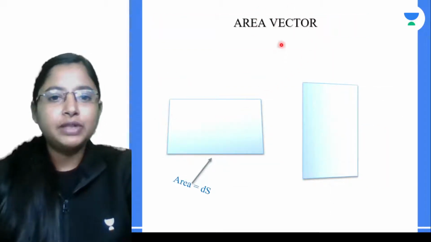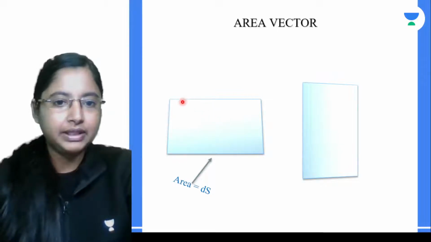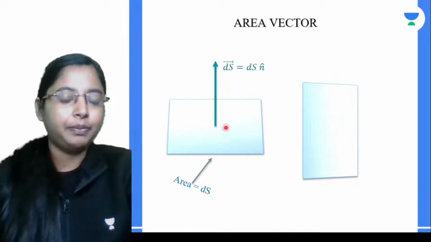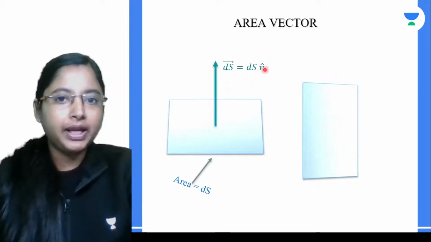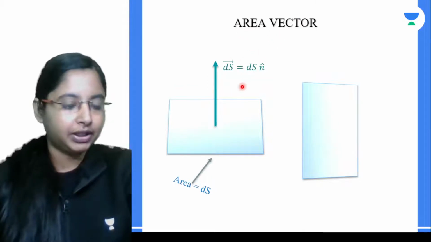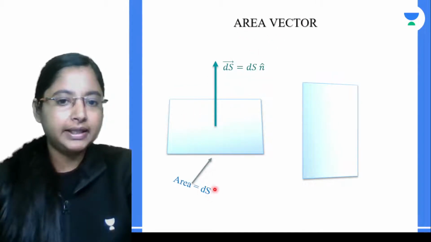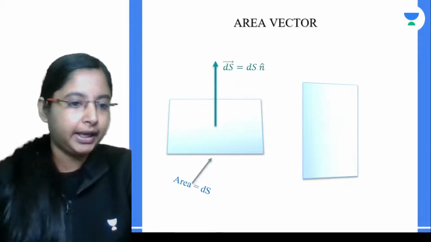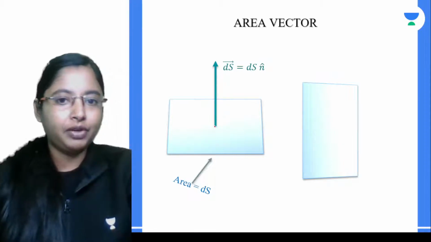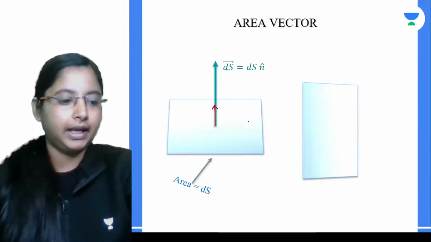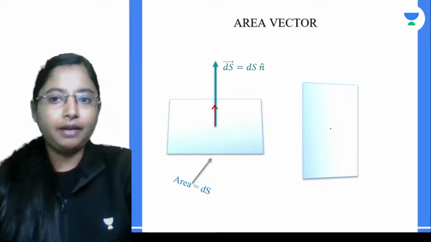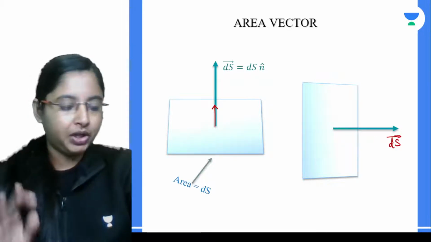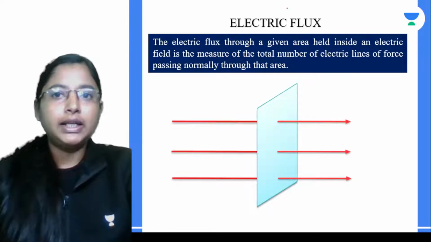Before we go ahead, first let's see what the area vector is. Let's say we have a surface. If you draw a perpendicular to this particular area, the perpendicular gives you the direction of the area vector. If this area is dS, then the area vector dS vector can be given in terms of its magnitude and its unit vector n cap. The unit vector n cap will be in the direction of the area vector. So for any area, if you draw a perpendicular to that surface, that gives you the area vector. Now let's see what electric flux is.